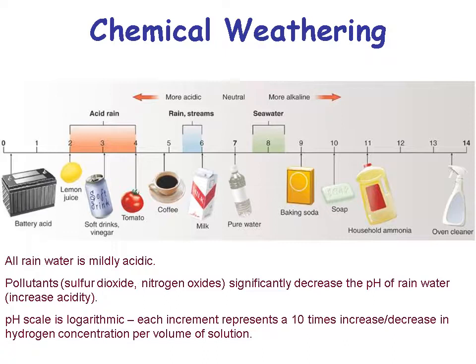Coffee has a pH of 5. Milk has a pH of 6. Water, pH of 7. Rain and streams. Rain and stream have some acidity, even if it's not acid rain, but they are slightly acidic. Seawater, on the other hand, is slightly alkaline. The dissolved minerals in seawater give it a pH around 8. Baking soda is 9. Soap is 10. Household ammonia is 11. And oven cleaner has a pH between 13 and 14. Both battery acid and oven cleaner will really hurt you, but one's a strong alkaline and one's a strong acid.